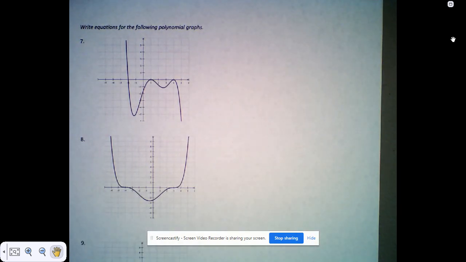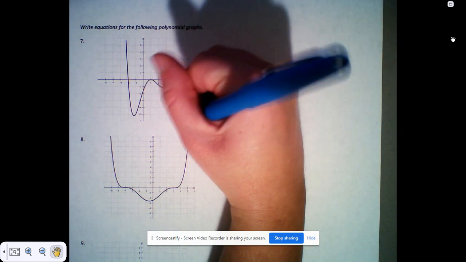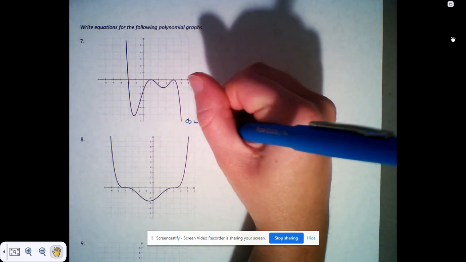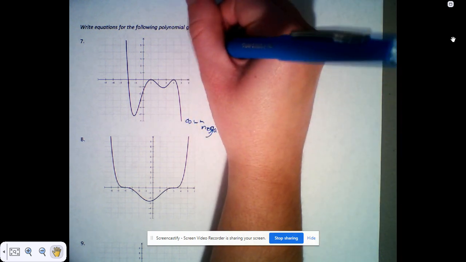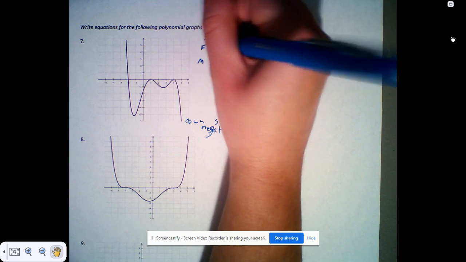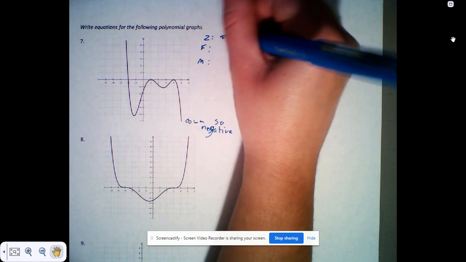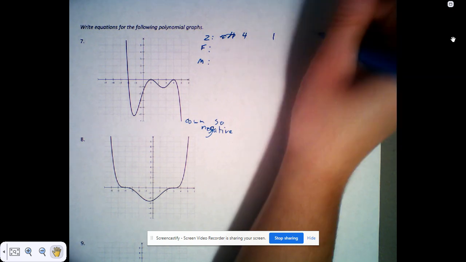Last part is we're going to write equations for the following graphs. So you're kind of doing it in the opposite direction. My right arrow goes down so that I know this is going to be negative. I'm going to find my zeros, then my factors. I'm going to figure out the multiplicities. So my 0 is negative 4. I have a 0, or my 0 is 4. Let's bring down my factor there. I have a 0 at 1 and a 0 at negative 2.